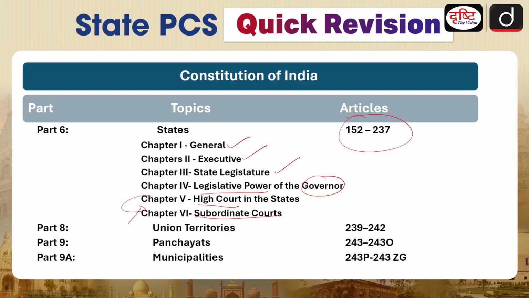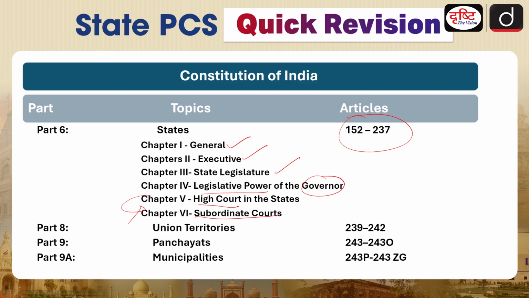Moving further, you will be having Part 8, which is basically union territories, Article 239 to 242. Here you will be seeing that Part 7 is missing. This Part 7 has been repealed, so you can remember that, and you don't have to worry about that as well. Now Part 9, if we talk about, that is panchayats. That is given under Article 243 to Article 243O. After that we have Part 9A, that is municipalities, that is Article 243P to 243ZG.